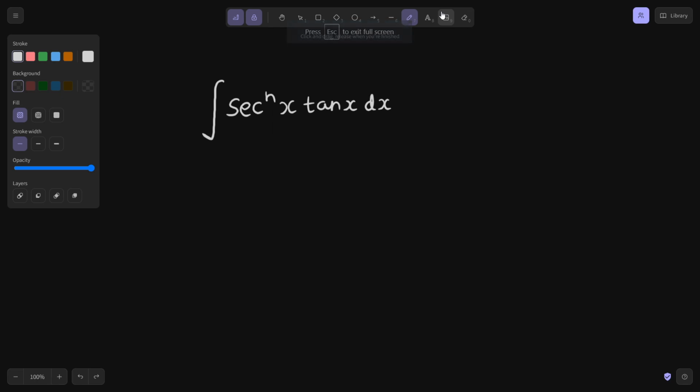One more interesting problem involving tan and secant. Now, if you go by concept, it says that if the power of secant is even, you substitute tan x as t. If it is odd, you substitute secant x as t. But here it is n. We don't know whether it is even or odd.